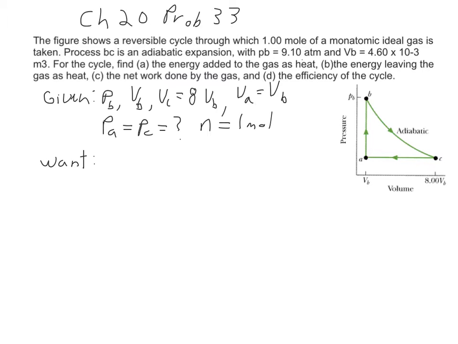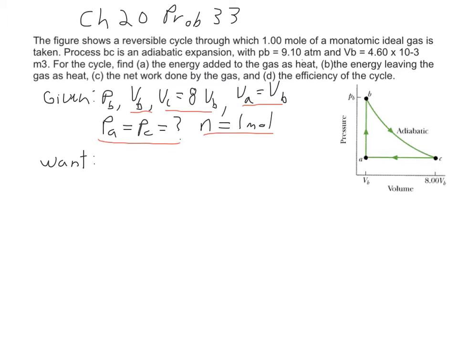We have a situation where we're told some stuff. I've labeled it: we have our pressure at point B given to us, and the volume at point B, which is also the volume at point A, given to us. We're basically told that the volume at C is 8 times VB, so we know the volume there. We do not know what the pressure is at points A and C, but we do know that they're the same. And we're given our N value, the number of moles, as well.